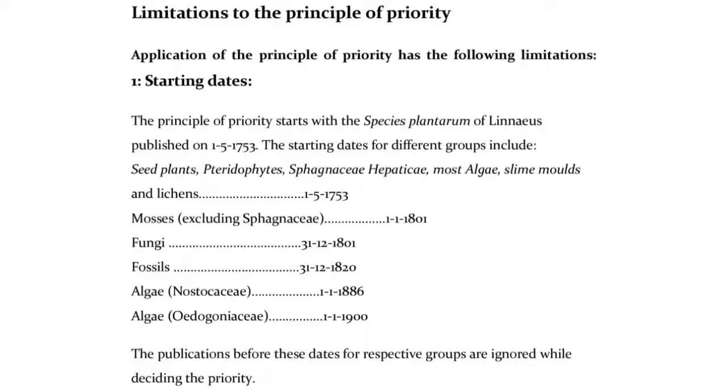Application of the principle of priority has the following limitations. 1. Starting dates. The principle of priority starts with the Species Plantarum of Linnaeus published on the 1st of May 1753. The starting dates for different groups include: seed plants, pteridophytes, Sphagnaceae, hepaticae, most algae, slime molds and lichens, 1753; mosses excluding Sphagnaceae, 1801; fungi, 31st of December 1801; fossils, 1820; algae, Nostocaceae, 1886; algae, Oedogoniaceae, 1900. The publications before these dates for respective groups are ignored while deciding the priority.